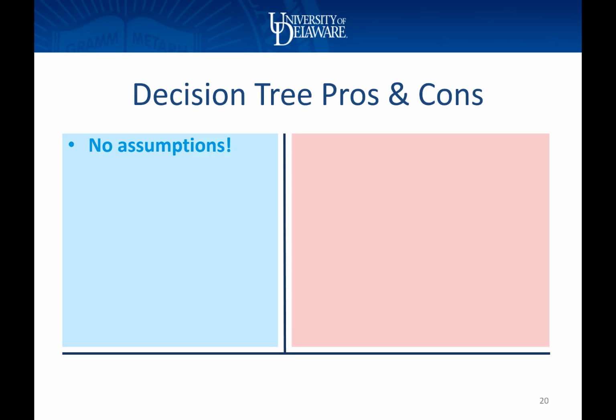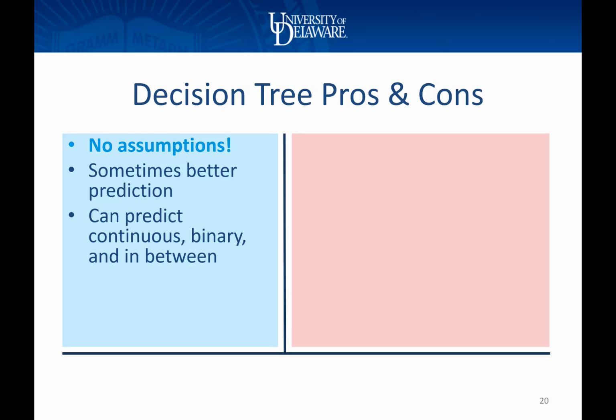I think by far the biggest pro for decision trees is that there are absolutely no assumptions. We don't have to spend any time asking questions about whether this is the right problem to use it for. We can just use it and see if it performs well. Sometimes they give us better prediction than our other models. They can predict continuous things, binary things, and anything in between. Any problem you have, we can use a decision tree to make predictions for, and the question will only be how good is the tree at doing this job.